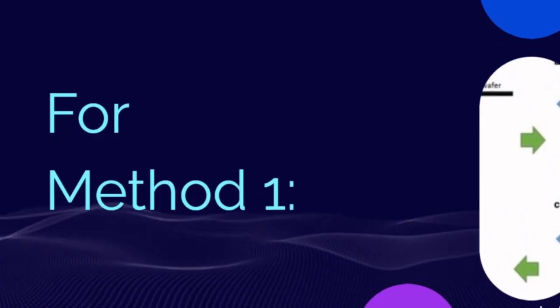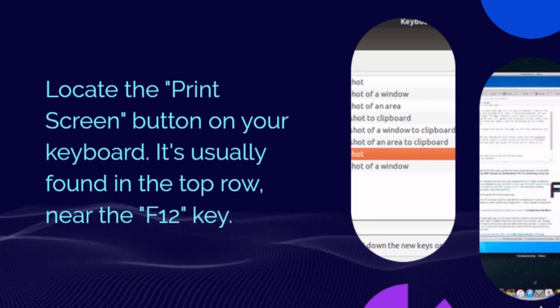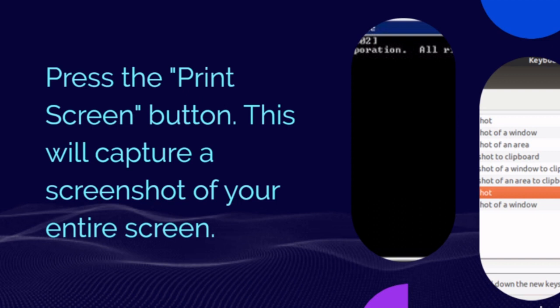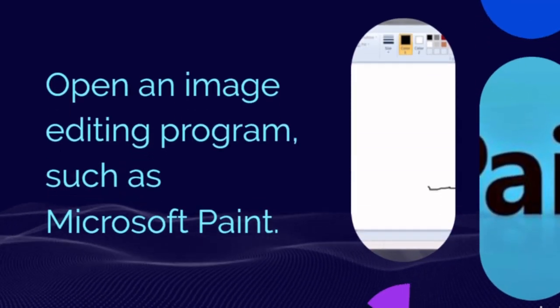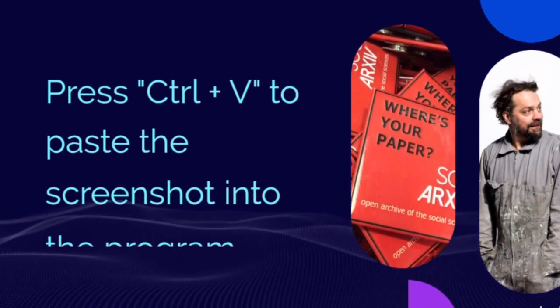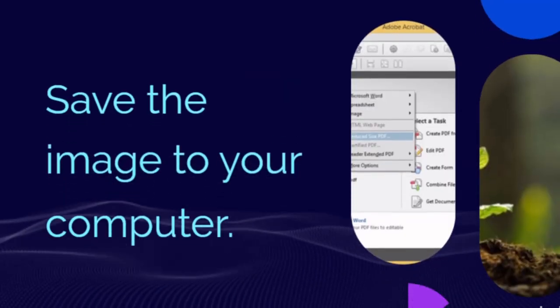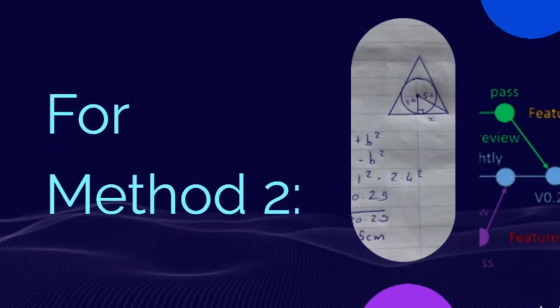For Method 1, locate the Print Screen button on your keyboard. It's usually found in the top row, near the F12 key. Press the Print Screen button. This will capture a screenshot of your entire screen. Open an image editing program, such as Microsoft Paint. Press Ctrl plus V to paste the screenshot into the program. Save the image to your computer.